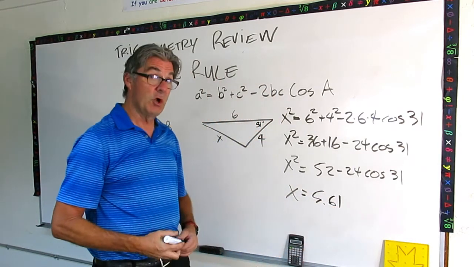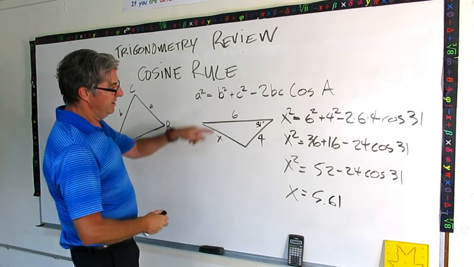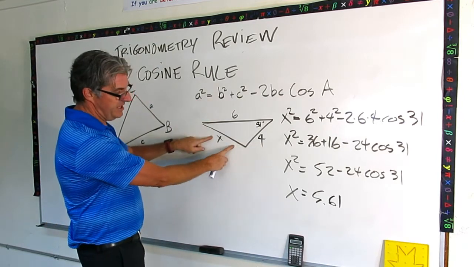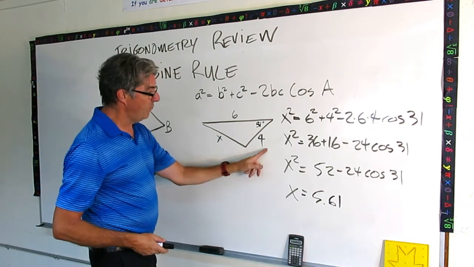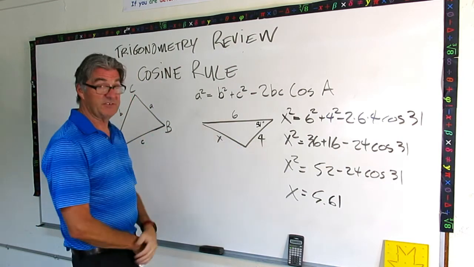And there you go. Let's do a reasonableness check. If that's 6 and that's 4, does it make sense that that could be 5.61? Yeah, that seems about right. It's bigger than 4 and less than 6, and yeah, that looks right.